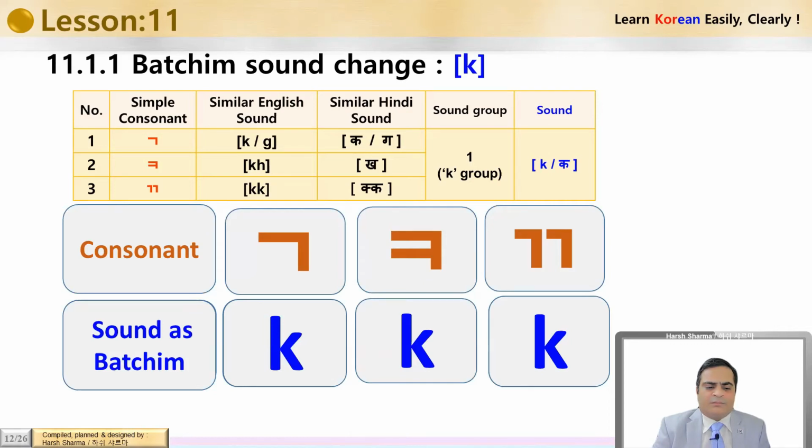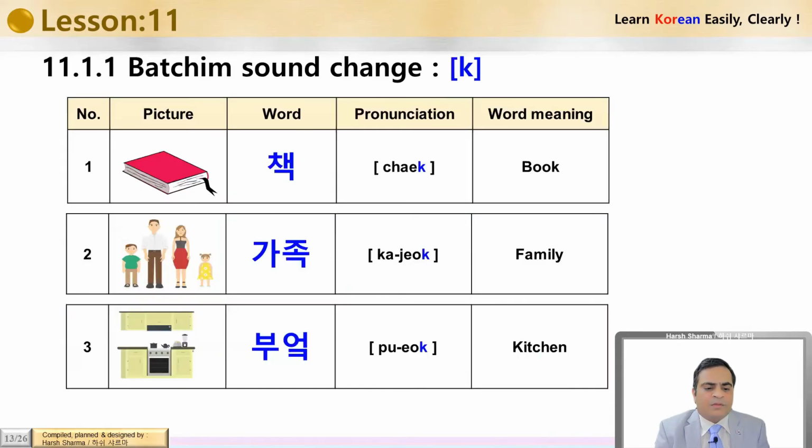See this table, Batchim sound change, the K family. These are the three consonants with their own original sounds, but the sound as Batchim will be the same, that is K only, ka. In the same way, let's check some example words so it will be clear. See the number 1 example, that is check. It will be pronounced as check.